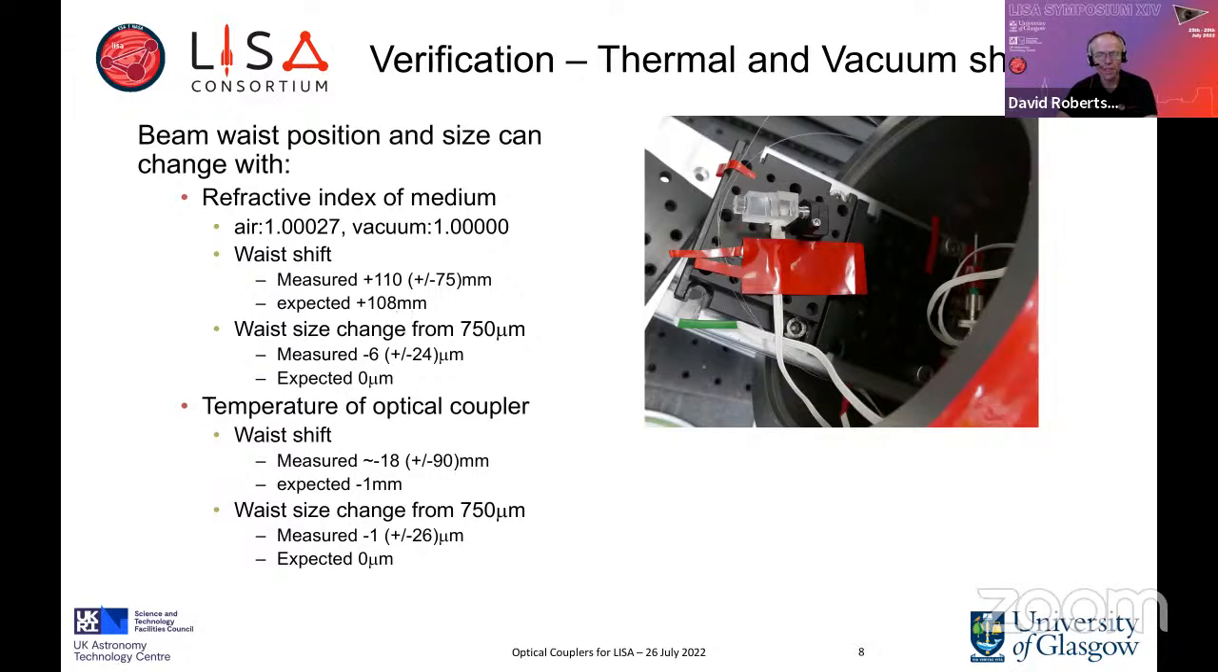And as part of our model validation, we set out to try and test this. So we took one of our engineering models of the optical coupler, we put it into a vacuum system and essentially measured the waist position with air in the vacuum system, then evacuated it and expected to see a shift of about 108 millimeters. We saw 110 millimeters, which is astonishingly similar. Admittedly, the errors are quite large, but it's still showing the modeling is predicting the right sorts of things, which is very nice. We also worried about the temperature of it, and we changed the temperature by about 20 degrees or so, 25 degrees actually, and that produced almost nothing, as you would have predicted.